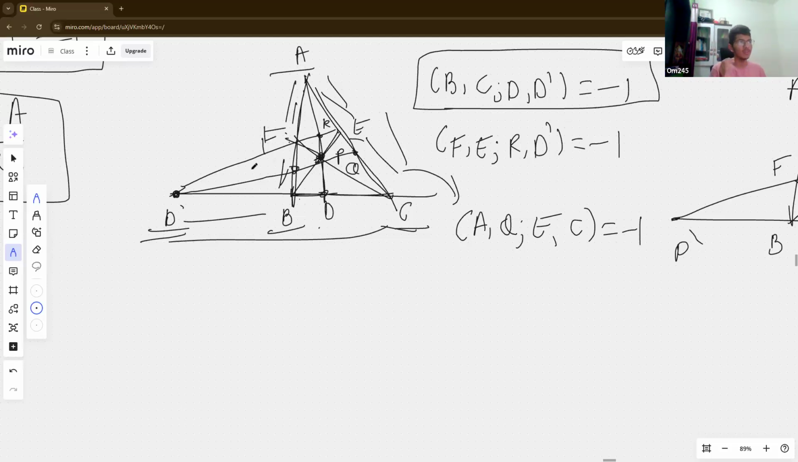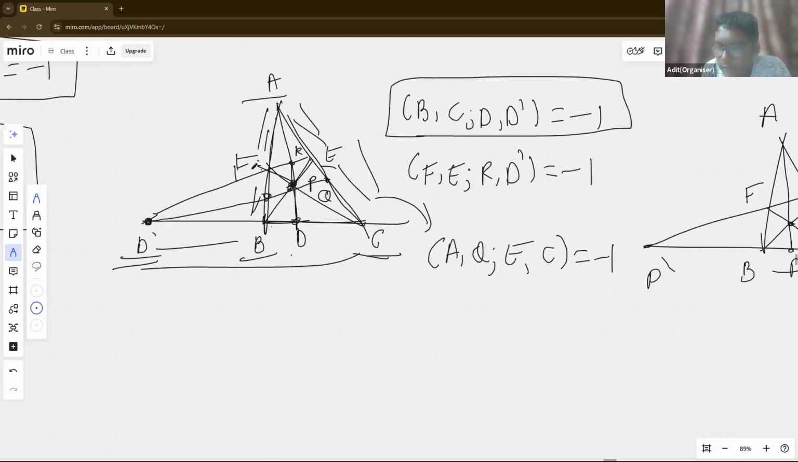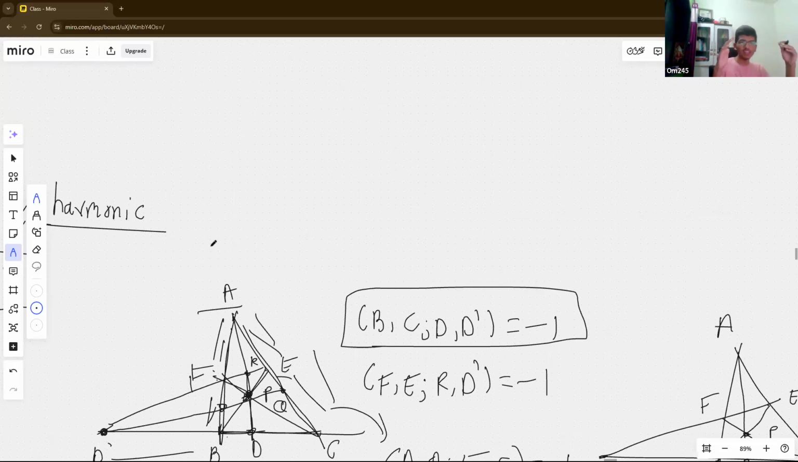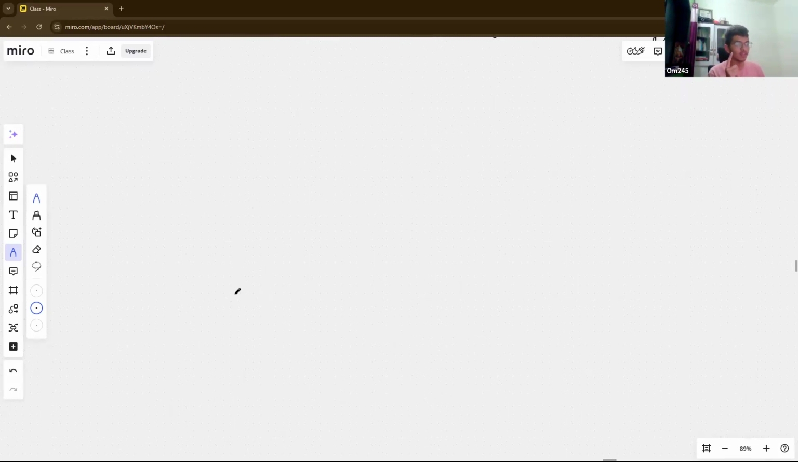So many harmonic things we get. One very common theme I can see from this diagram is that if there are a lot of lines and a lot of concurrencies, then projective is a good idea. Basically, if there are a lot of circles intersecting at one point, you go for inversion most of the time. And if there are a lot of lines intersecting at one point, you go for cross ratio or projective things. So now we will go for another very nice fact.